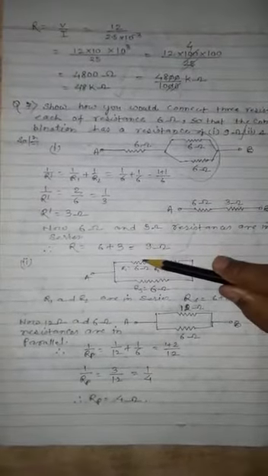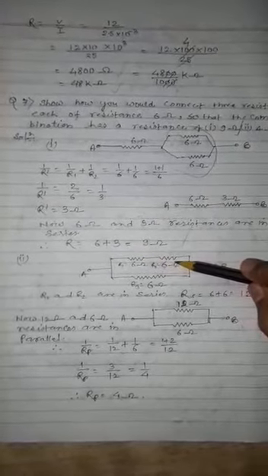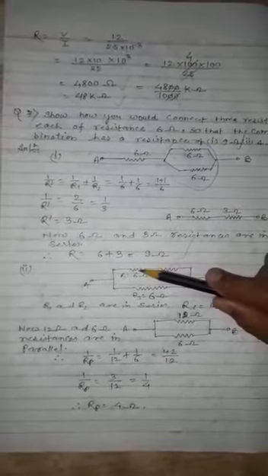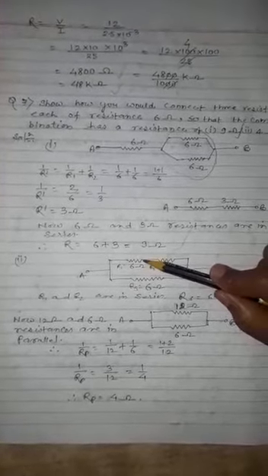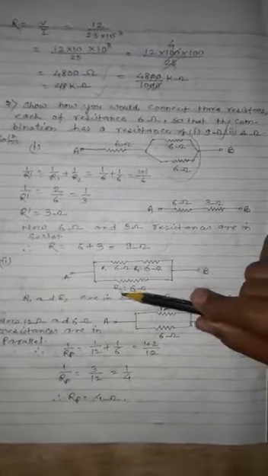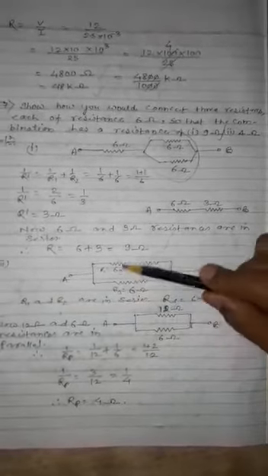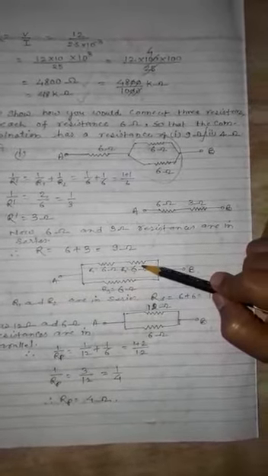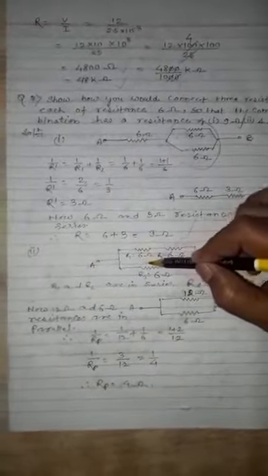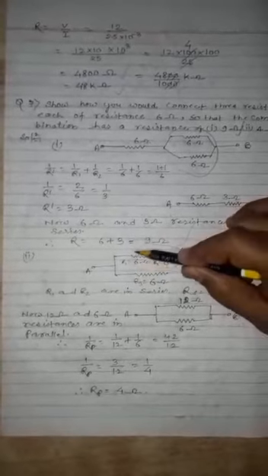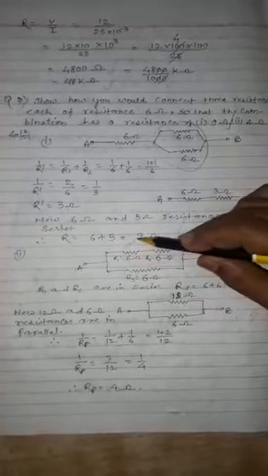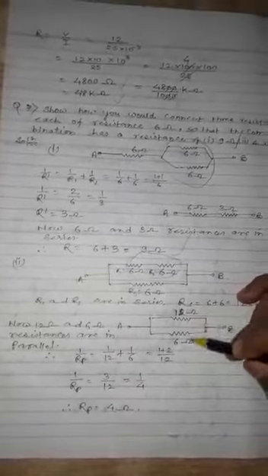In the second case, two resistors of 6 ohm and 6 ohm resistances are in series, and this is connected in parallel to the third resistance, 6 ohm. Here 6 ohm and 6 ohm are in series, so 6 plus 6, that is 12 ohm. Now for the two resistances R1 and R2, the equivalent resistance is 12 ohm. Now 12 ohm and 6 ohm are in parallel.